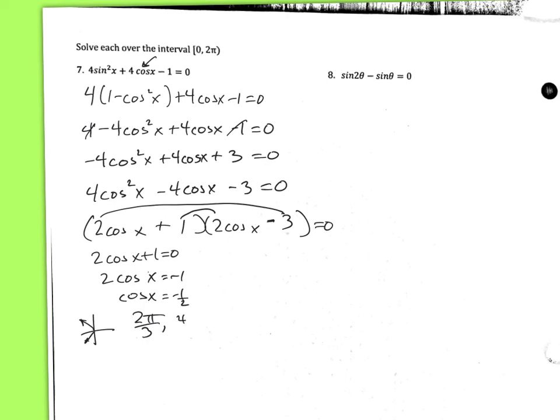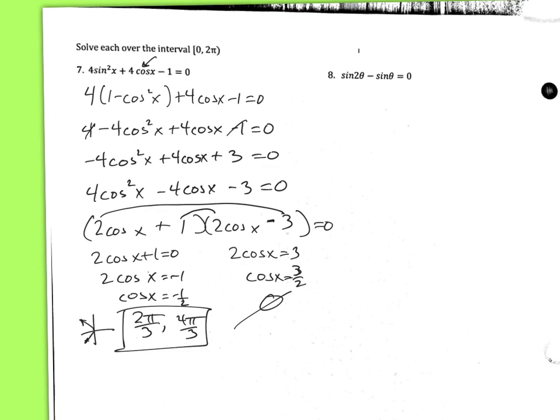And 4 pi over 3. So then this one is going to be 2 cosine of x equals 3. The cosine of x equals 3 over 2. Too big. All right, cosine has to live between -1 and 1, so this side doesn't work, but this side does. So we have some answers. That was a little rougher than I thought it would be.